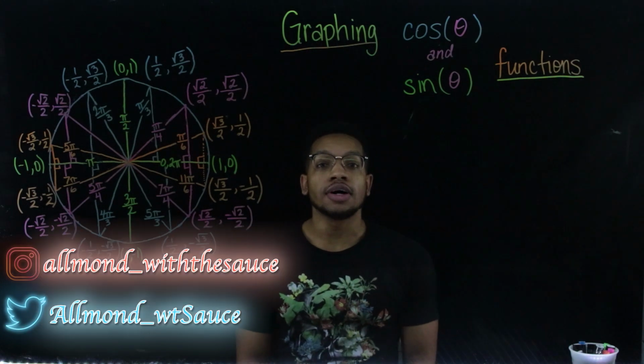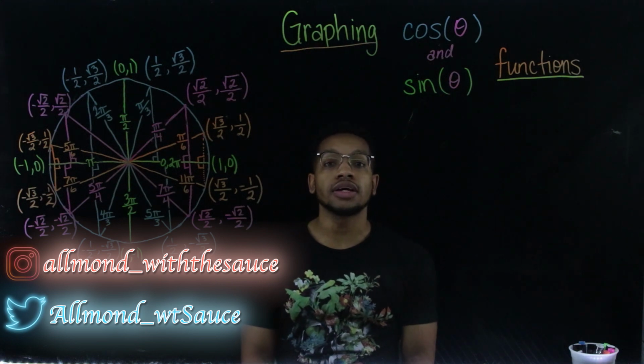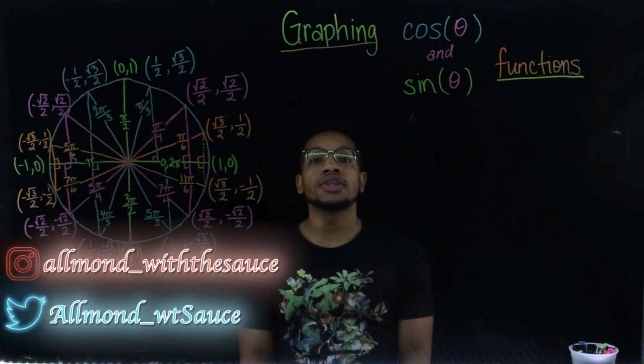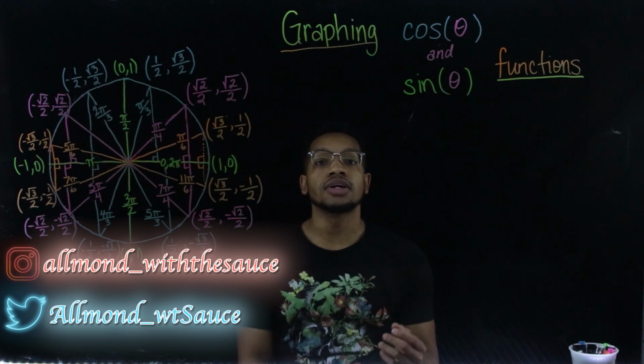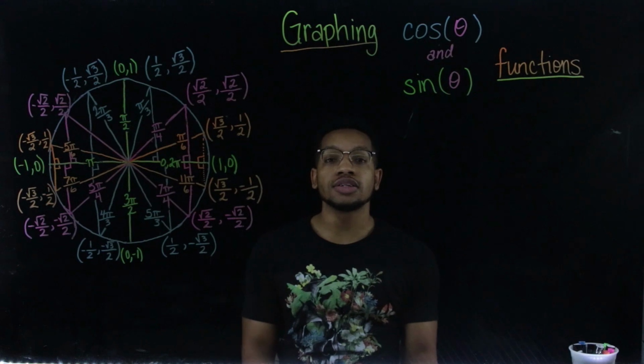In this video, we're going to be talking about the cosine and sine functions and what their graphs look like. This video is the fourth and final video of my series where we're trying to figure out what the sine and the cosine graph look like, and we're going to talk about why it looks the way it does.